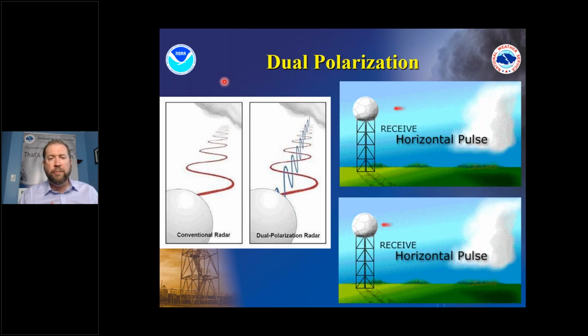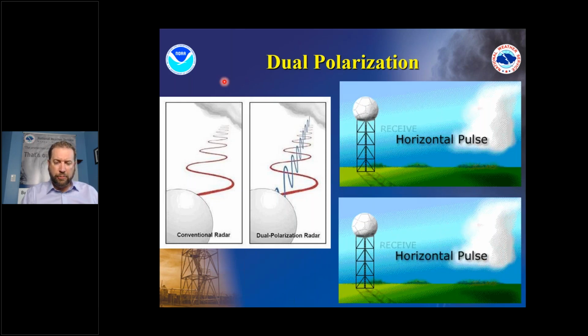So that's a little bit on radar. We went over base reflectivity. We went over velocity. Now I want to talk about an upgrade that we had. I think it was 2012. It's been a while now. I'm surprised it's been this long, but it was an upgrade called dual polarization.